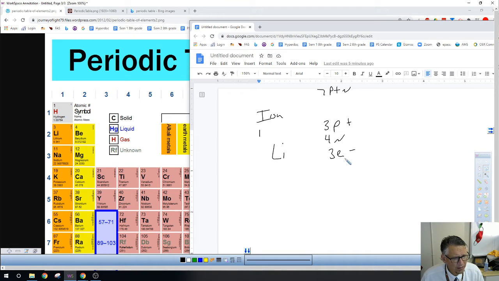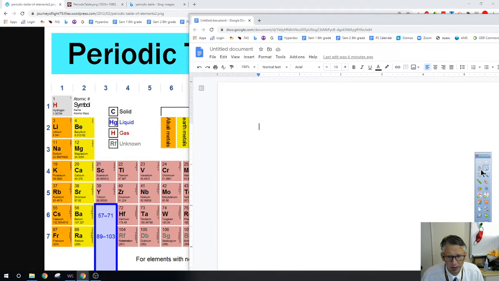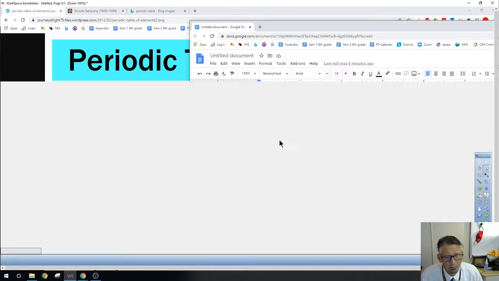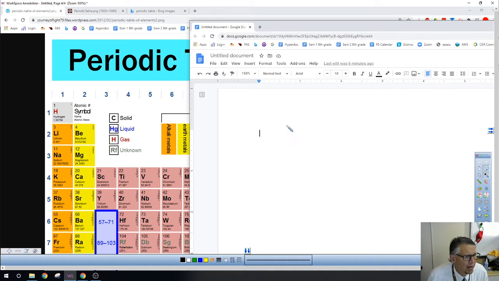But when we take a look at an ion, it is going to act with a different number of electrons.